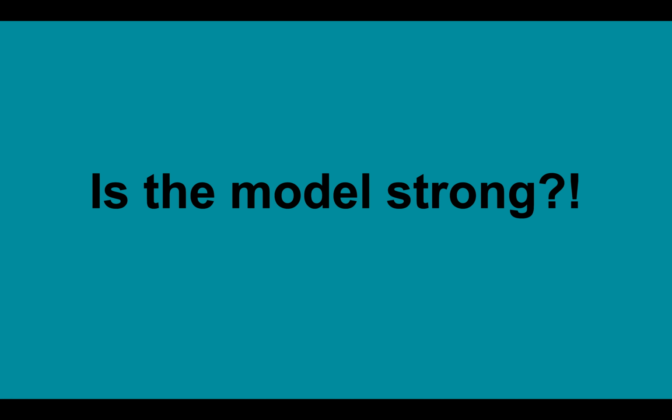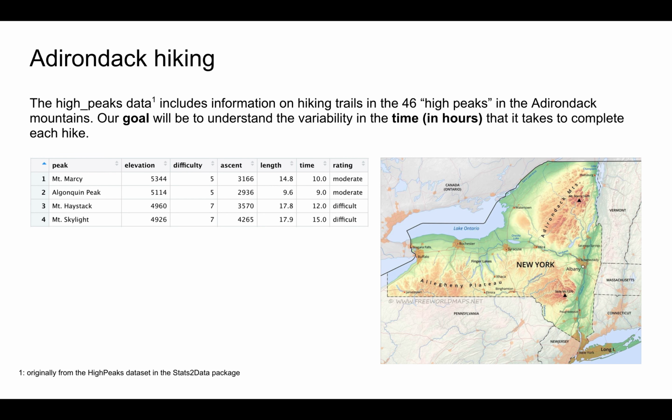In the spirit of stepping back and evaluating our models, here we'll ask, is our model strong? For example, consider the high peaks data, which includes information on hiking trails in the 46 high peaks in the Adirondacks, a mountain range in northern New York State, shown on the map over here.